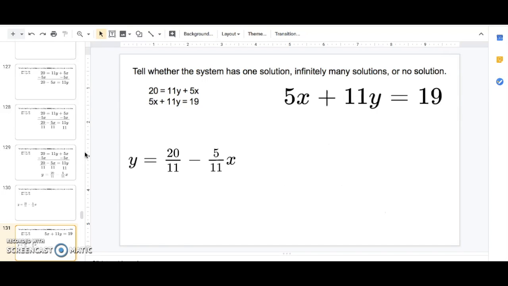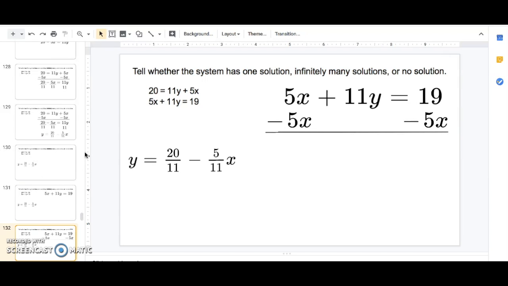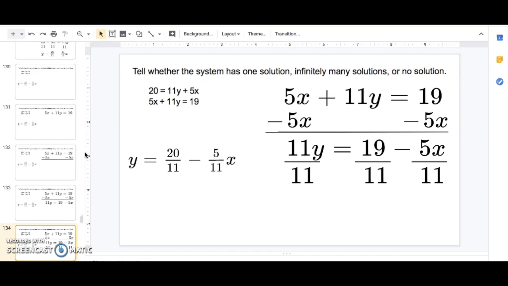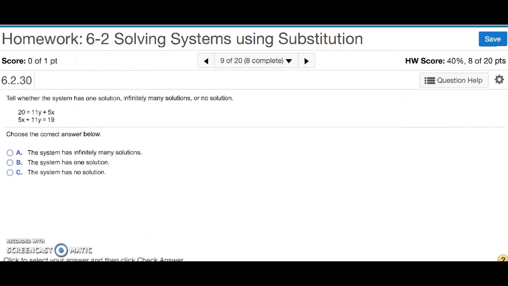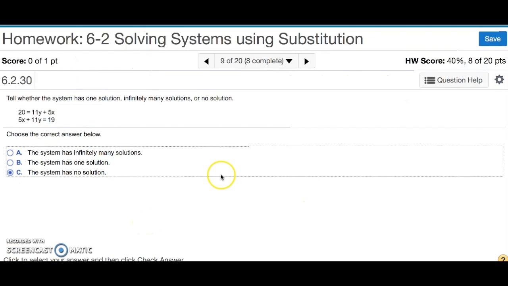So we have, for the second, 5x plus 11y equals 19. Subtract 5x from both sides, you'll get 11y equals 19 minus 5x. Divide everything by 11, you'll get y equals 19 over 11 minus 5 over 11x. Now notice both the slopes are the same, but the y-intercepts are different. That means these are parallel lines. Parallel lines have no solution because there is no intersection point. They don't intersect.